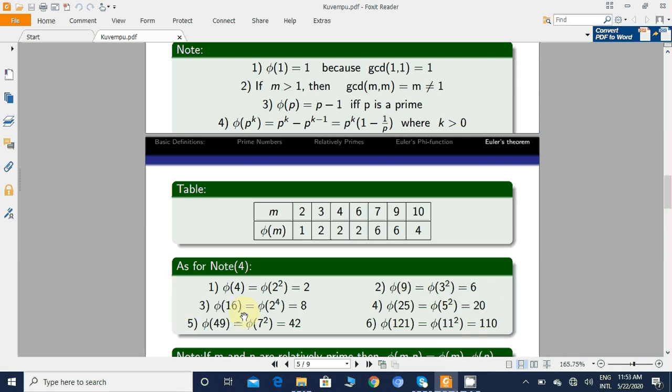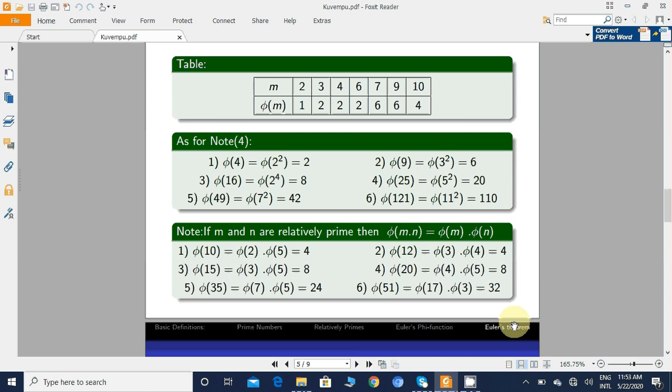Next, similarly, phi of 16 is 8. Phi of 25 is 20. Phi of 49 is 42. Phi of 121 is 110. If m and n are relatively prime, then phi of m into n can be written as phi of m into phi of n.